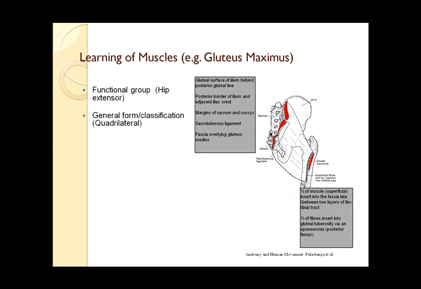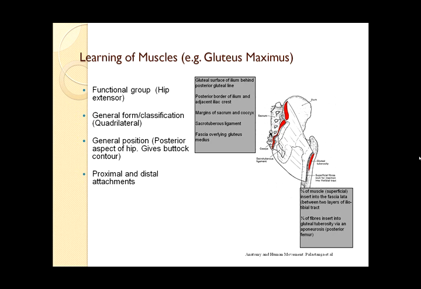You will be expected to identify its form and its classification. Where gluteus maximus has a long proximal attachment and a long distal attachment, this is classified as a quadrilateral muscle. Its general position should be identified. So in the case of gluteus maximus, it's found on the posterior aspect of the hip joint, providing the contour of the buttock.